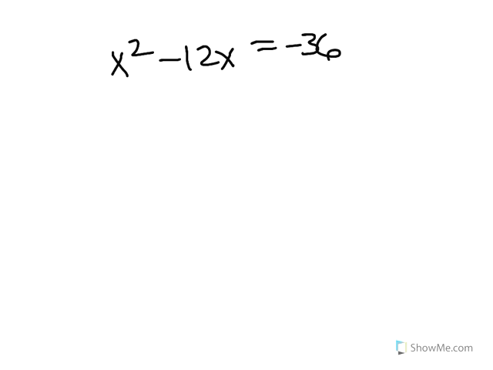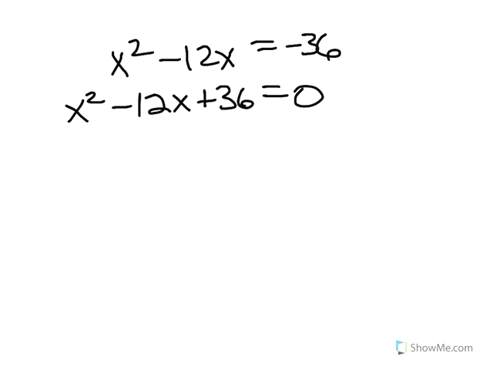Well, standard form is the rule here. Let's get the negative 36 out of there. We do that by adding 36 to both sides. The left side becomes x squared minus 12x plus 36 equals 0.